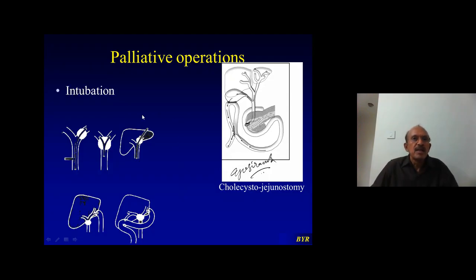Palliative operation, intubation. That means if the tumor is inoperable and the patient is having cholestatic jaundice, then you can pass a tube across the tumor and leave it like that. If possible, you can do biliary enteric anastomosis. So you can take a loop of jejunum and anastomose it to the intrahepatic bile ducts like this. If it is the terminal end of the bile duct, you can anastomose it to the gallbladder as cholecystojejunostomy.